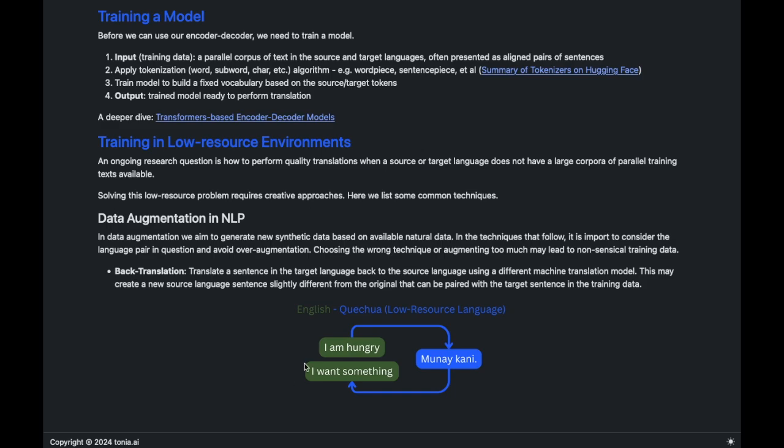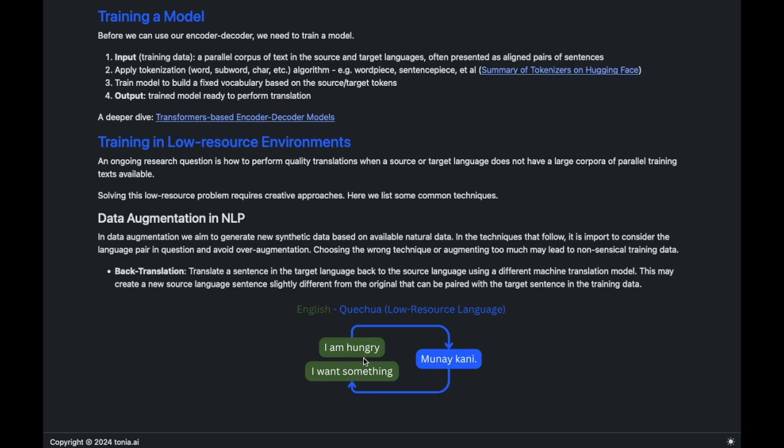In this example, we have an English sentence, "I am hungry," and we want to translate it to a low resource language. And this time I chose the low resource language Quechua, which is a widely spoken indigenous language in Peru. And when we perform the translation, "I am hungry," to Quechua, we get this translation. And when we back translate that sentence, we get the English sentence, "I want something."